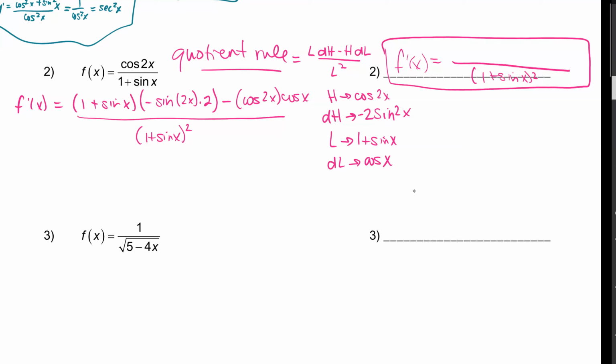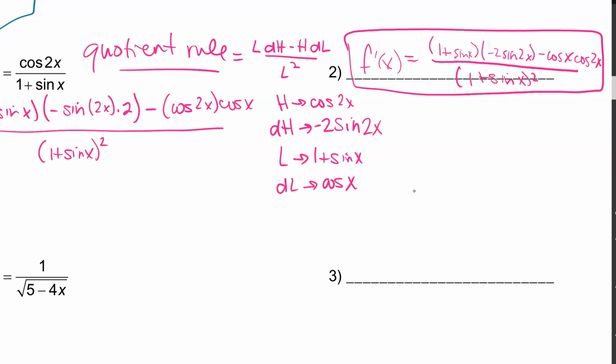Sine squared of x? What is d high? Negative 2 sine 2x, sorry. 1 plus sine x times negative 2 sine 2x minus cosine x cosine 2x. It's really hard to read. It's really small. I'm sorry.